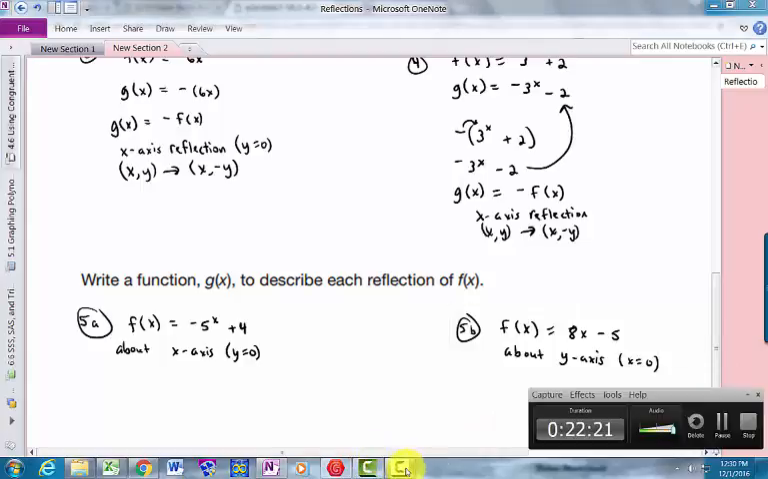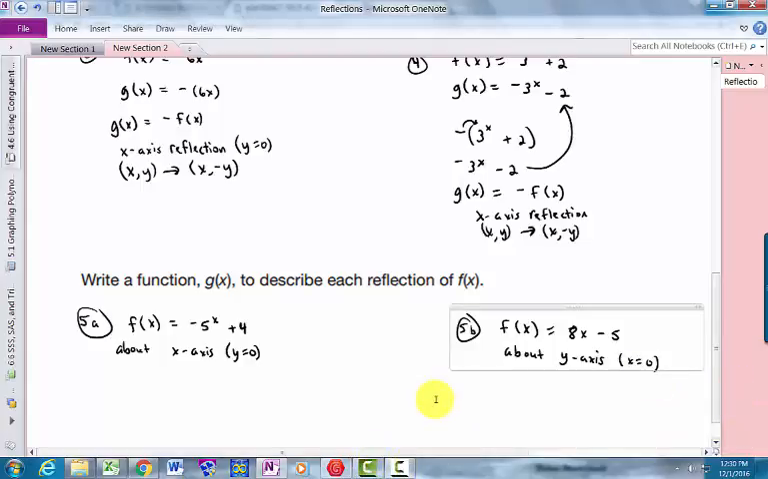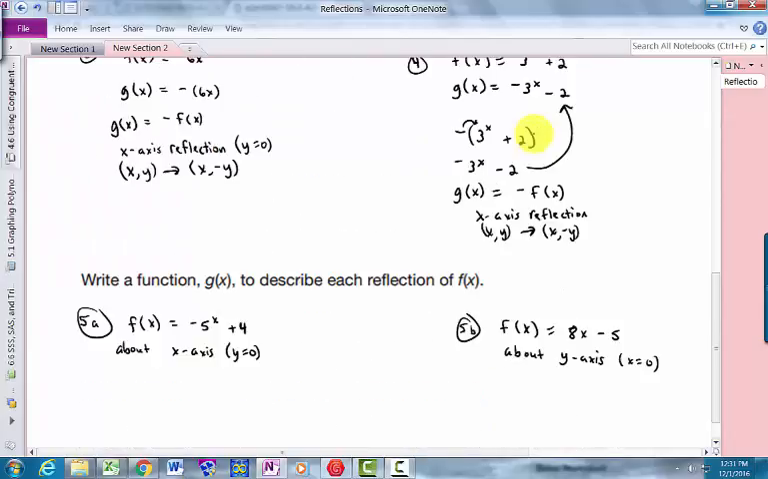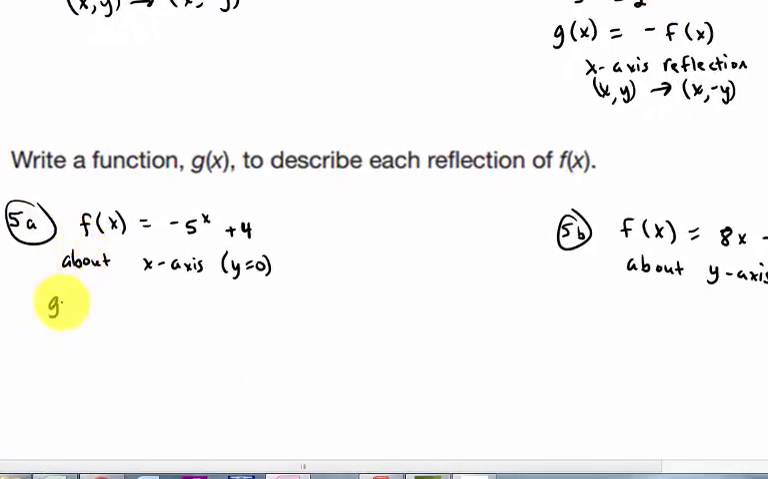Okay, so we're going to continue with these here. Write a function g of x to describe each reflection of f of x. So you're given f of x here, and then I'm going to tell you exactly how I want you to reflect it. So you're going to reflect this one about the x-axis. So looking back up here, an x-axis reflection, reflecting in the x-axis means that you take the opposite of your function. Okay, so we go here, and so to form g of x, we take the opposite of this function right here. Take the opposite of that. So that gives you g of x.